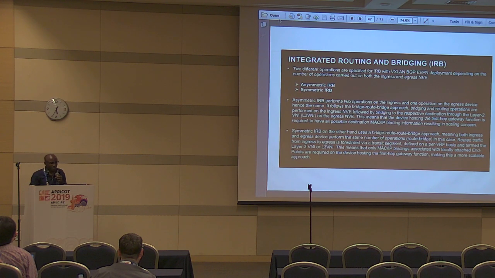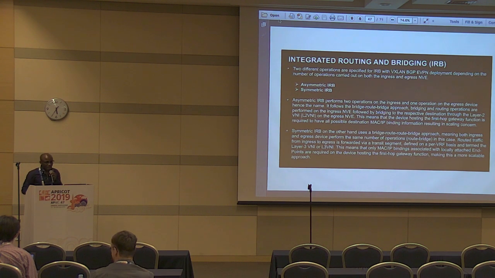Okay, so to go into the details, the operation of asymmetric IRB is bridge, route, bridge. What that is doing is the ingress PE follows the bridge route, and then the egress PE only performs bridging. The implication of that, though, is the ingress PE, the ingress VTEP, needs a way to know all the destination MAC addresses within the network. So, which obviously is not scalable.